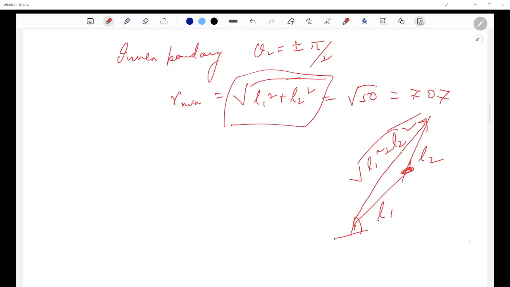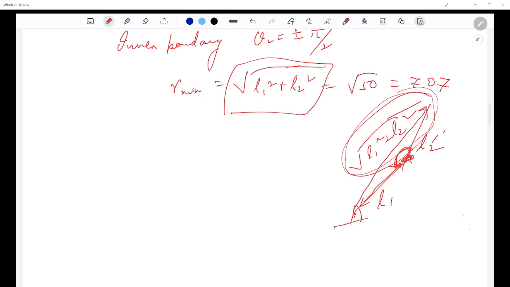I cannot bend it completely and come here, because that would violate the limit. I would have to bend more than pi by 2 to come directly here. The angle, which is defined from minus pi by 2 to pi by 2, is with respect to the first link and not with respect to the world frame. So the minimum distance you can reach is square root of L1 square plus L2 square. You cannot come beneath it, right? So what happens? This is 7.07.